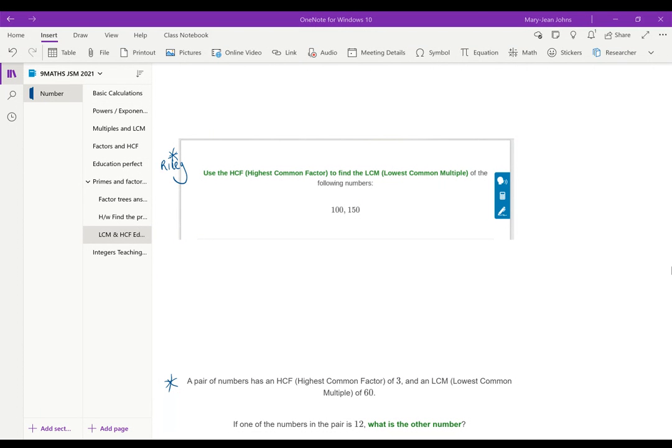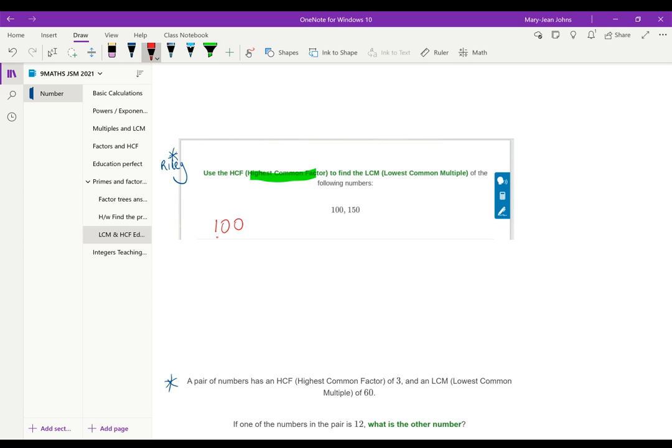So in your question, you have asked to use the highest common factor to find the lowest common multiple of the following numbers. So the first thing we've got to do is find that highest common factor. When we're doing factors, remember we're going to take one number at a time and then find what they have in common. So I want to find the factors of 100 and the factors of 150.